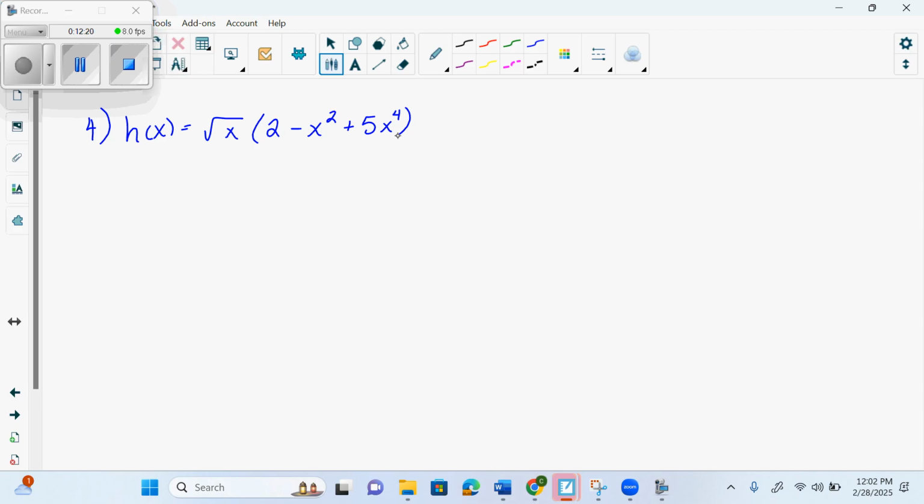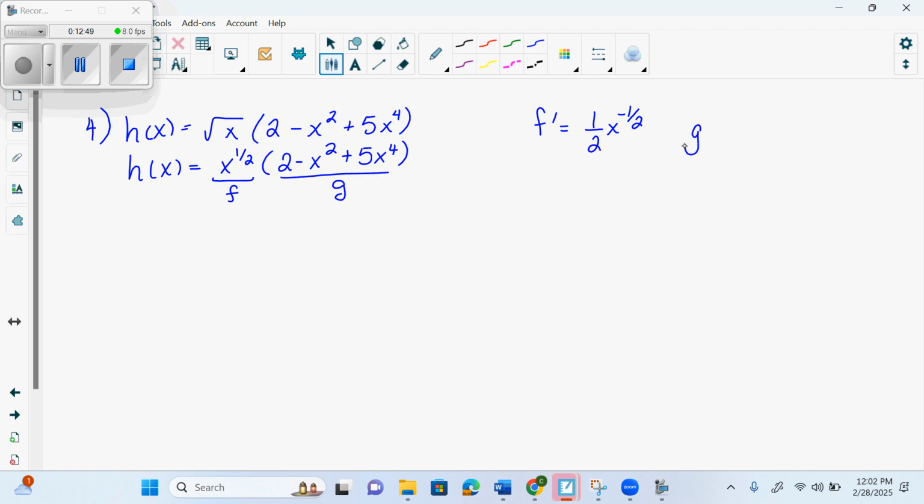Okay? All right. So the first thing we have to do is always convert our radicals to rational exponents. So this is x to the half, and it's 2 minus x squared plus 5x to the 4. And like I said, we could distribute it and do power rule, but that's not the outcome we're practicing. So this is f, and this is g. f prime is going to be 1/2 x to the negative a half. And for g prime, the 2 goes away, negative x squared gives me negative 2x, and then plus 20x cubed.